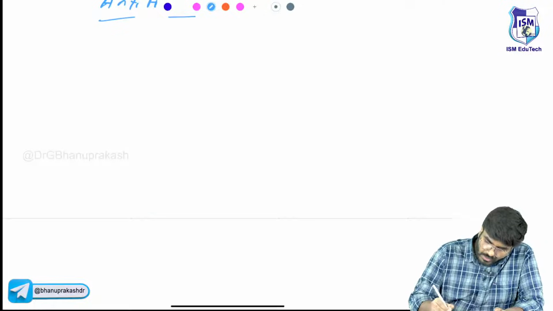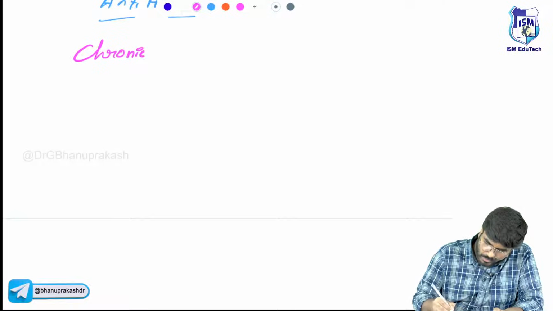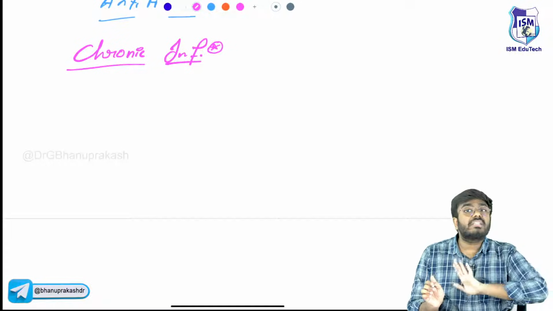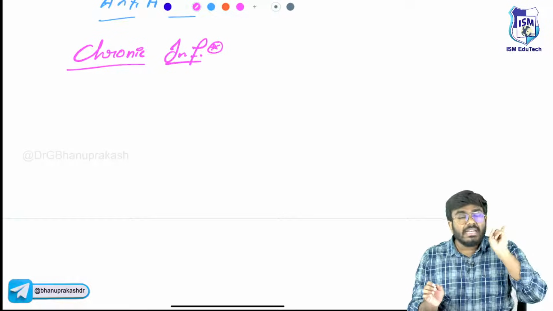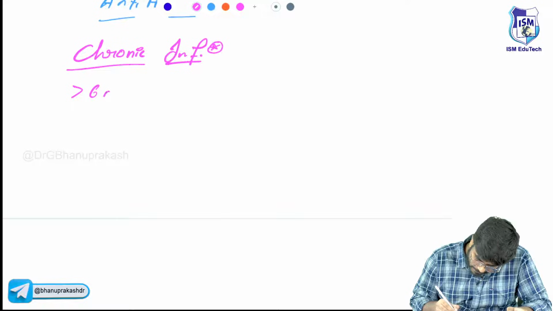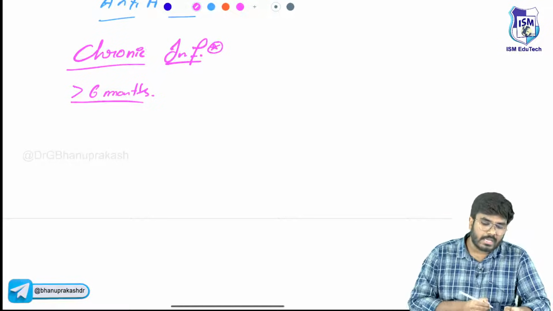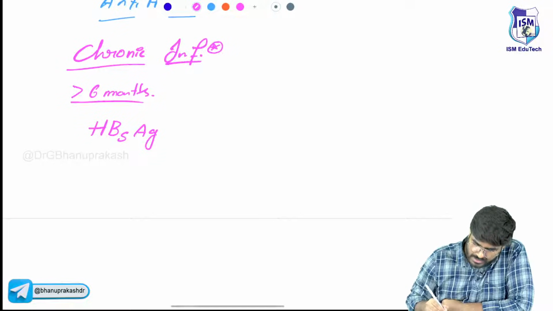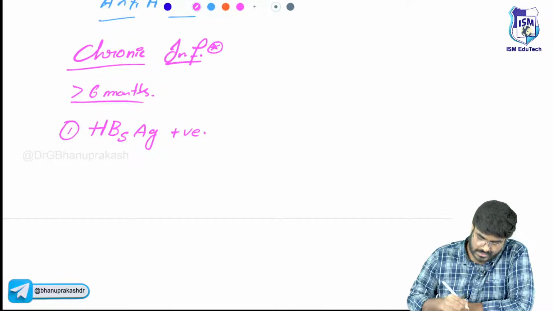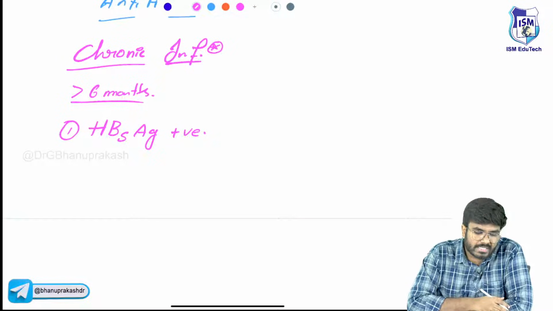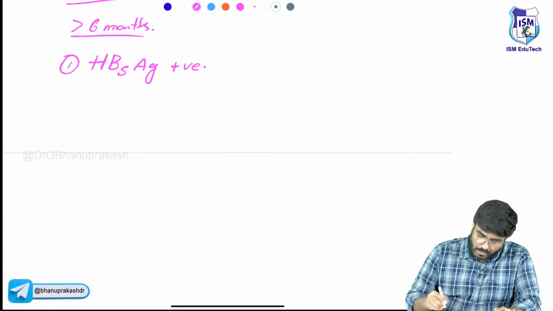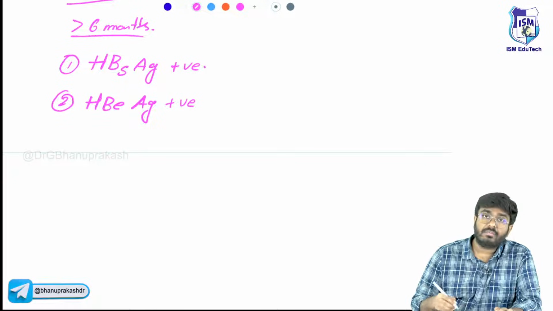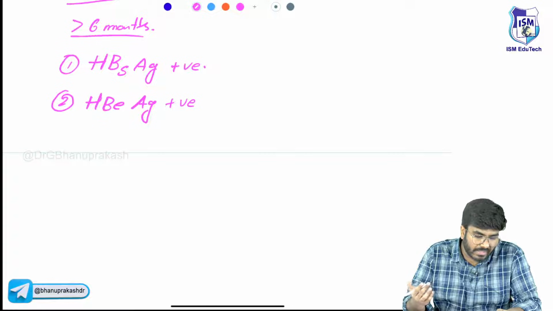Now in chronic infection, what you will see? In chronic infection, the infection is not resolved, the patient still has infection even after 6 months. So the patient still has hepatitis B surface antigen positivity even after 6 months. What else can be there is hepatitis B E antigen positivity, which means highly infectious.